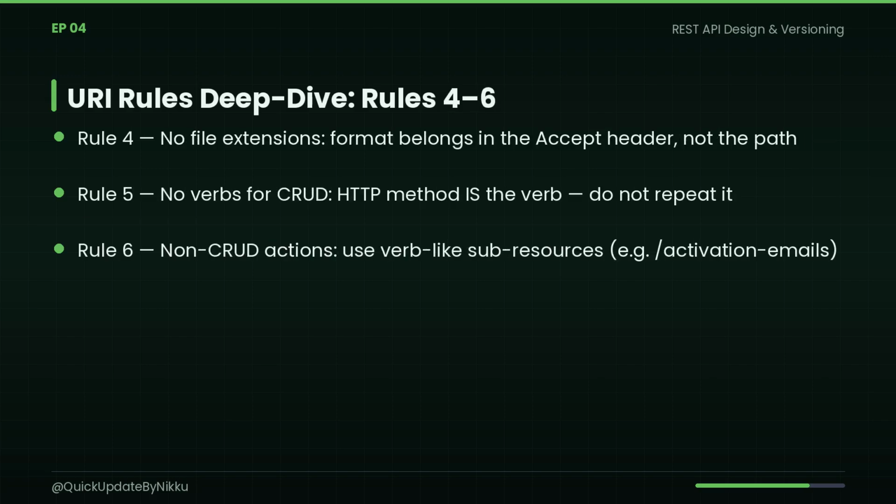Embedding .json or .xml in a URI binds your public API surface to an implementation detail. Changing format would break every bookmark and integration. Rule 5 is the mirror of the noun principle, because HTTP already provides GET, POST, PUT, PATCH, and DELETE. Adding a delete subpath is redundant and dilutes the uniform interface. Rule 6 is the safety valve. When an action truly cannot be modeled as a state change on a resource, name the action itself as a noun and POST to it.